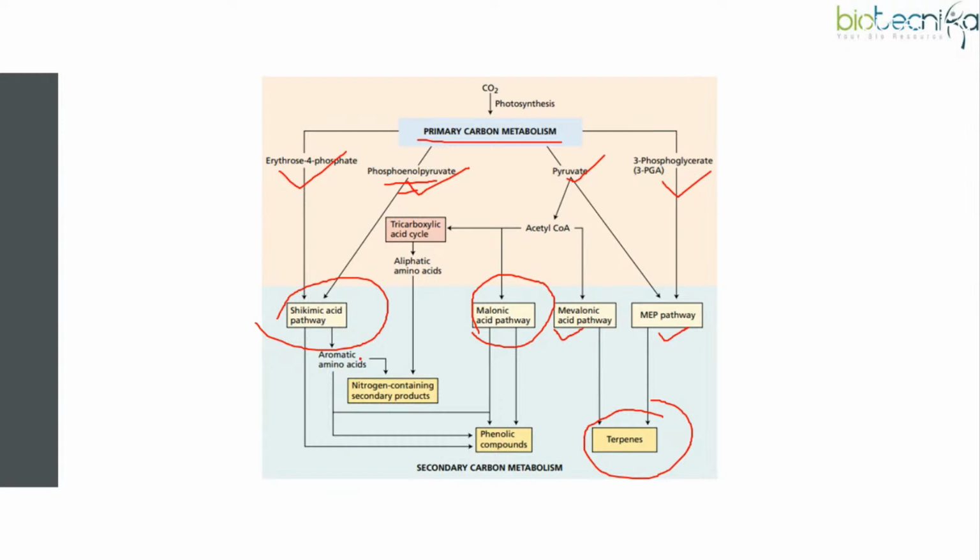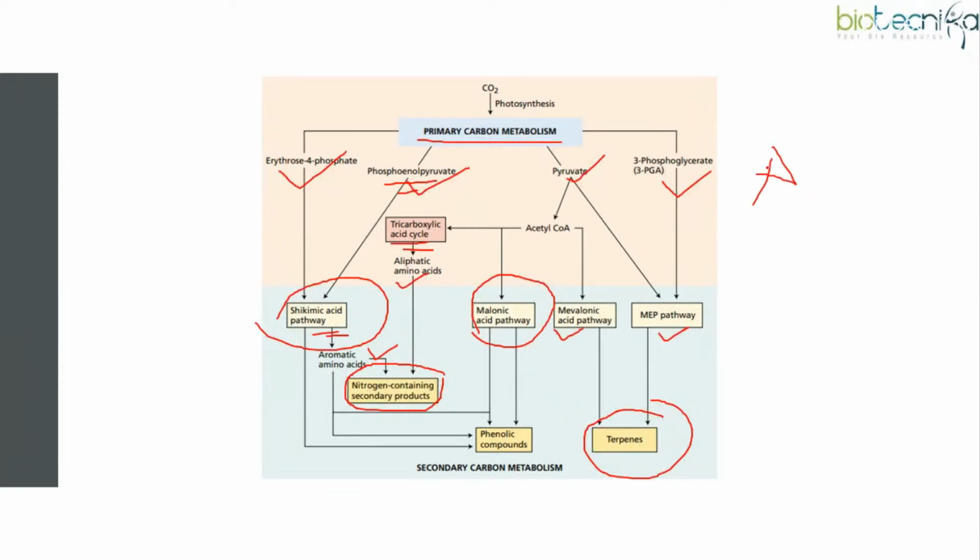Then the third category will be the nitrogen containing secondary products, that is nothing but your alkaloids. So you can get them from aliphatic amino acids and aromatic amino acids. Aliphatic amino acids you get from the TCA cycle, and aromatic amino acids you get from the shikimic acid pathway. So these two are the contributors of your nitrogen containing products. Okay. So are these pathways clear to all of you, or is there any confusion?